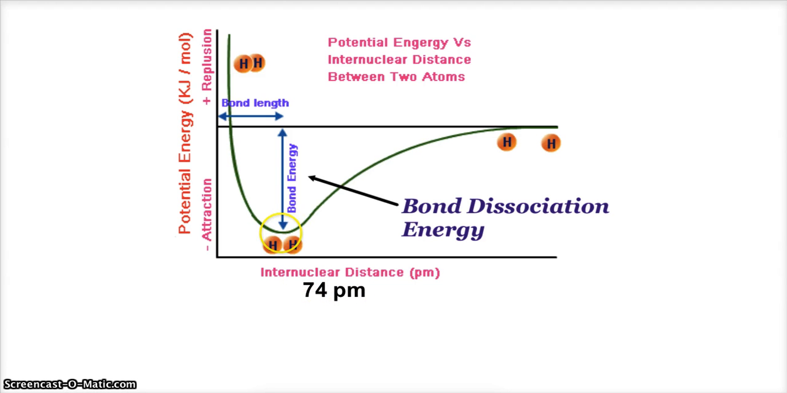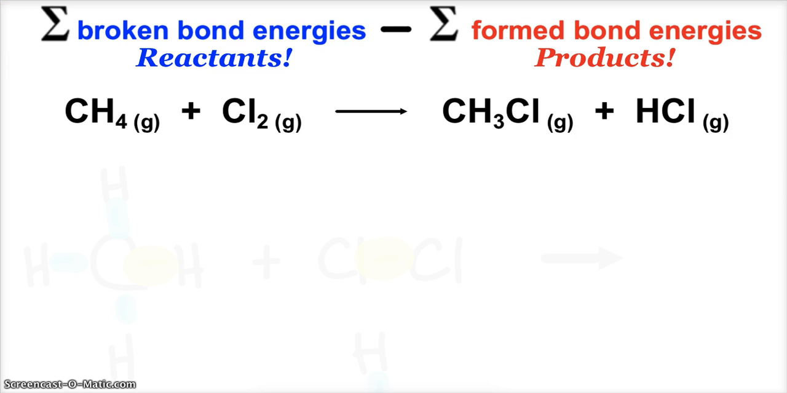If you smush them too close, then the energy spikes and you actually end up in the repulsion zone. But right here we defined that this, with the potential energy dropping, that's the bond dissociation energy, and that's where those values are coming from.